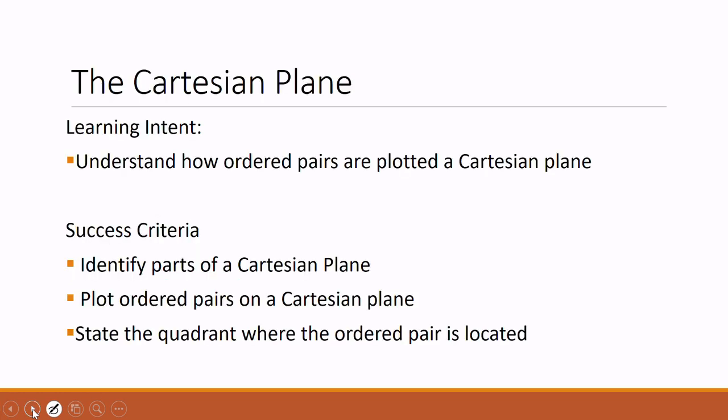So for instance, to get the learning intent down, the learning intent, as I said, is to understand how ordered pairs or coordinates are plotted on a Cartesian plane. And to be able to do that, the success criteria today is to simply identify the parts of the Cartesian plane. We'll show you how to plot those points, and then we'll also talk about the quadrants and how to locate the particular quadrant where that point is plotted. So again, pause the video if you need to write anything from that down, but as per usual, the expectation would be you write the learning intent down.